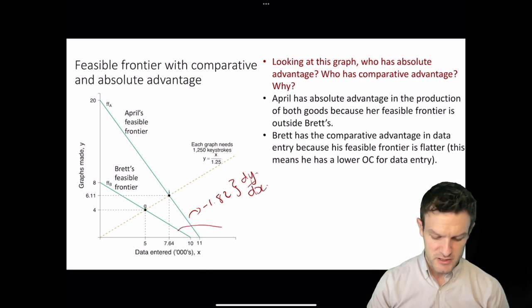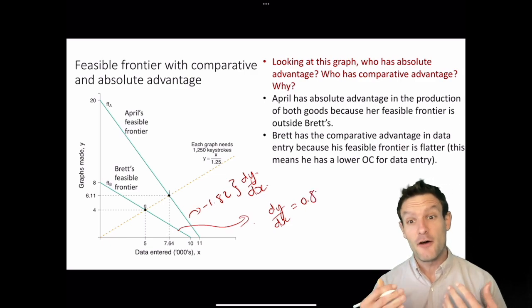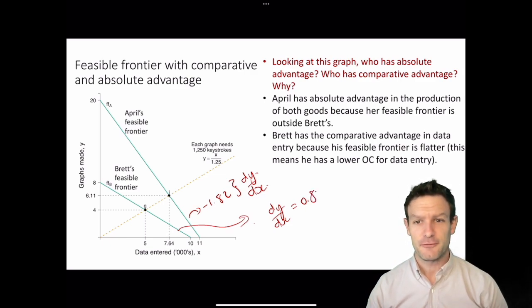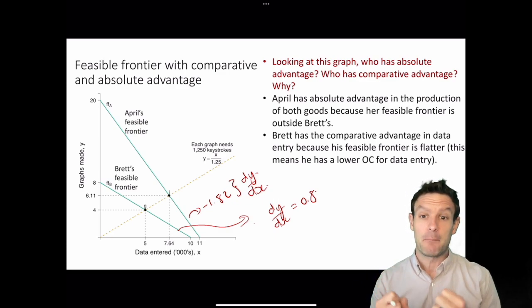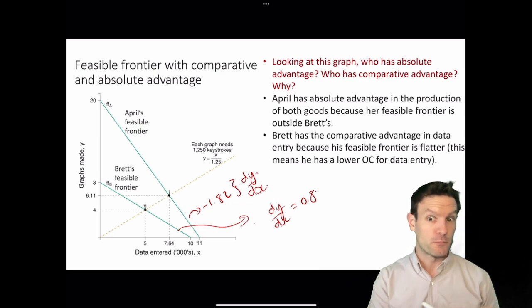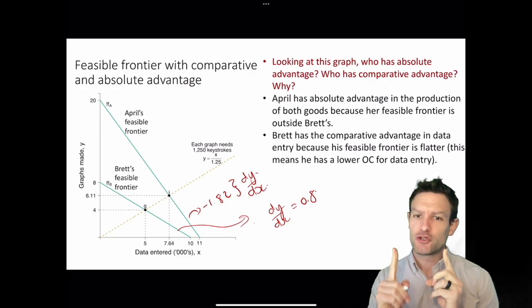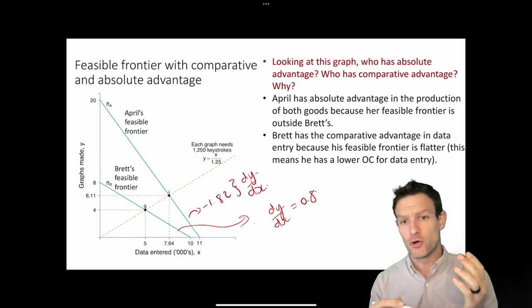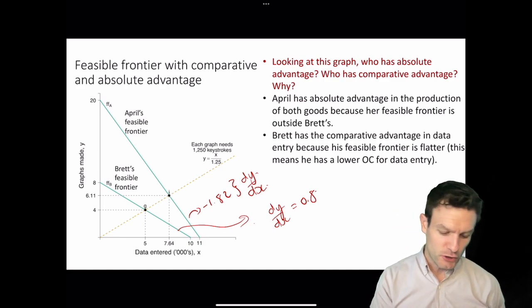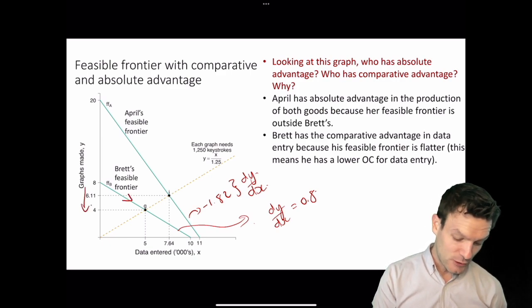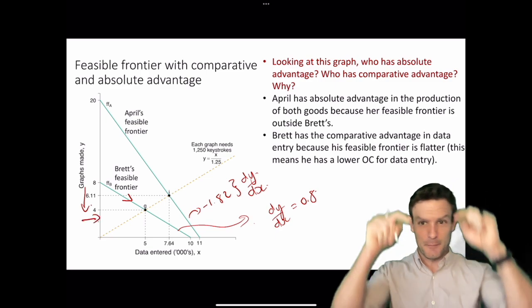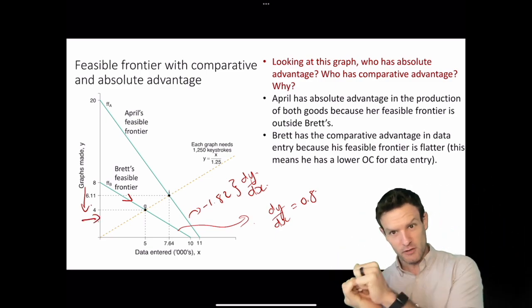Similarly for Brett, what did we have? His dY/dX was equal to 0.8. He had the flatter slope. Because he had the flatter slope, that means he gives up less Y in order to produce a unit of X. Now, we also have to remember though that opportunity cost doesn't only go in one direction. It doesn't only go in the direction of how much Y you give up in order to get a unit of X.